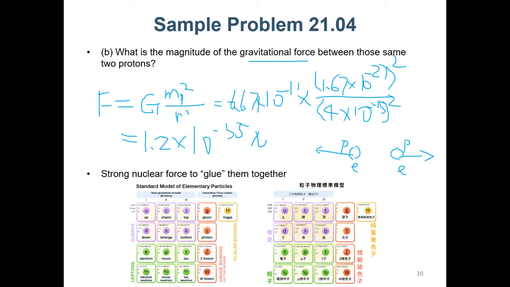But this one is the gravitational force. They attract, but this is actually really, really small, 1.2 times 10 to minus 35 Newton. So the atom should collapse, should break, right? Which means that if you only have the proton, neutron, and electron, something like that, we cannot really explain why the atom would be a stable element.